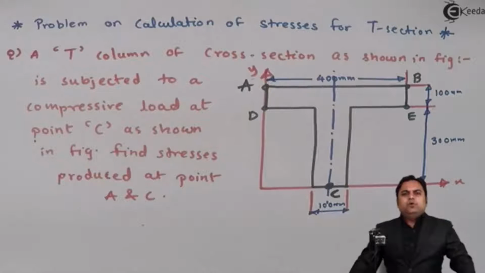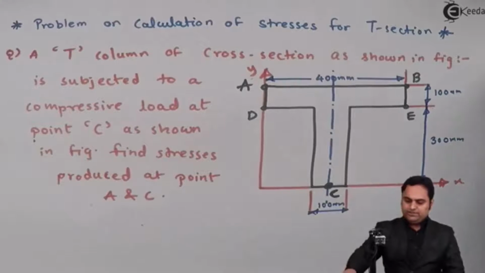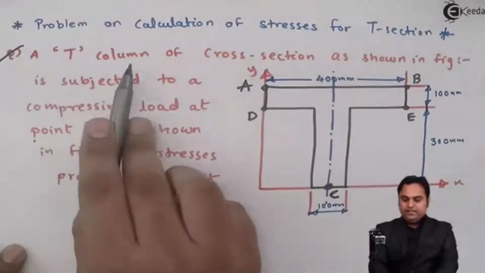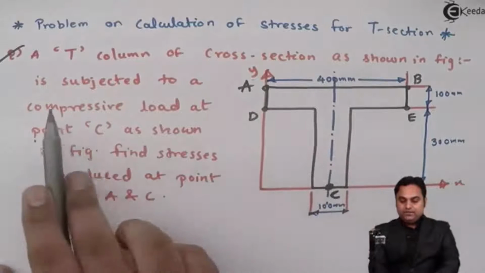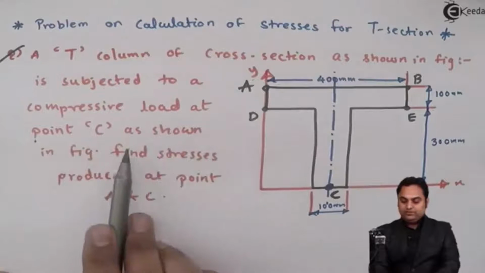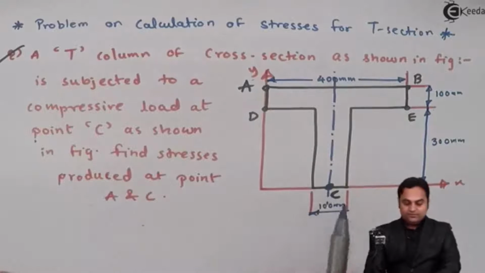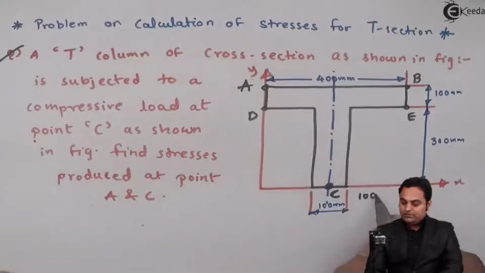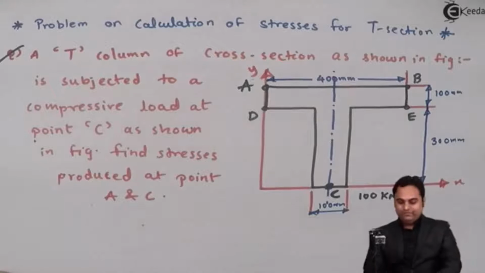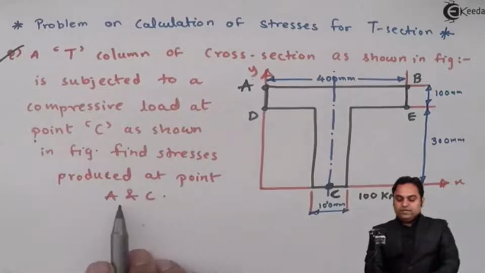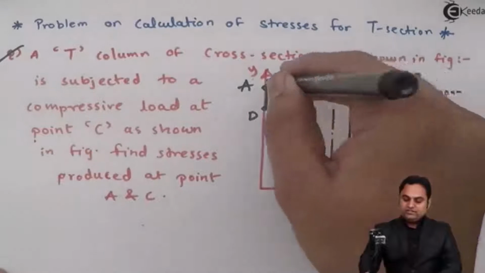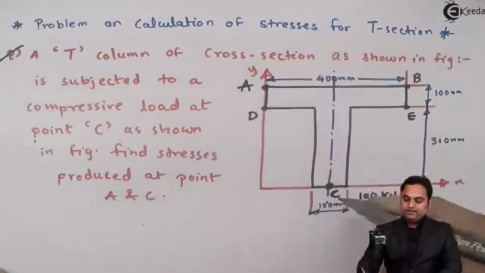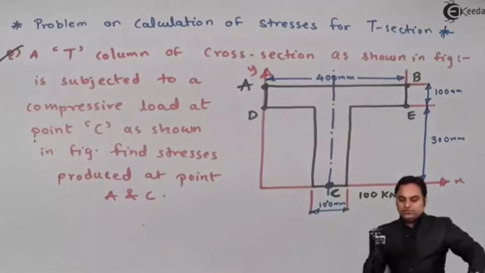We will see a problem on calculation of stresses for a T section. Here we have a question. A T column of cross section as shown in figure is subjected to compressive load at point C as shown in figure. Here the compressive load is 100 kilonewton. Find the stresses produced at point A and C. It means here we have to calculate how much stress is at point A and at point C. So these are the questions for us.